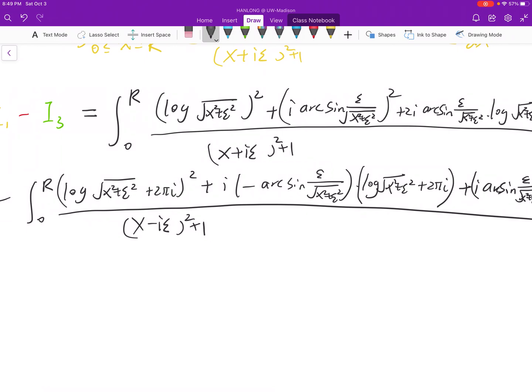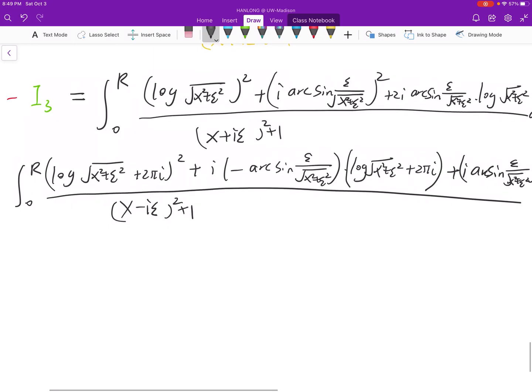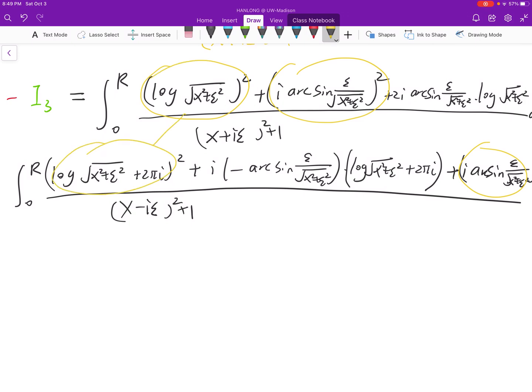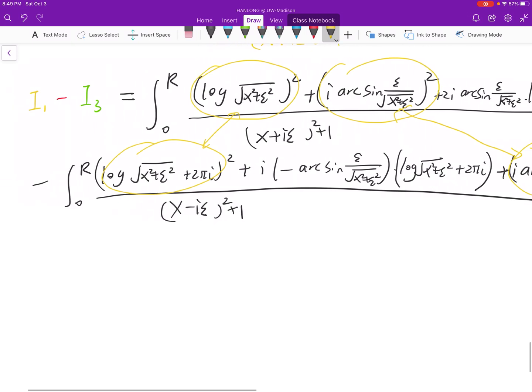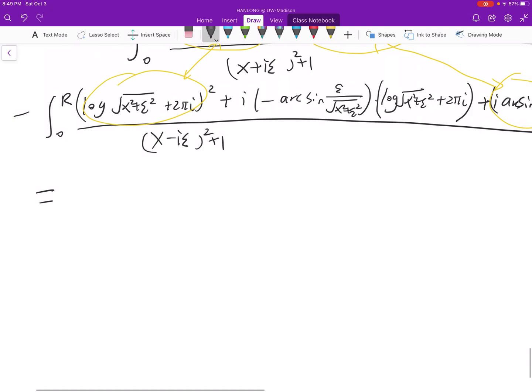The reason why we want to do this is because we want to cancel the arcsine part with the arcsine part, and the log square part with the log square part. Although not exactly cancel, you cancel the main contributions. Okay, then you do the following. You further expand this part.